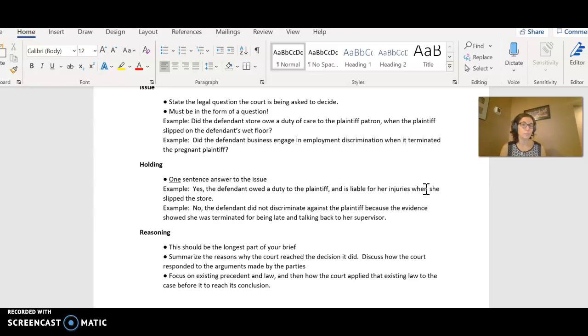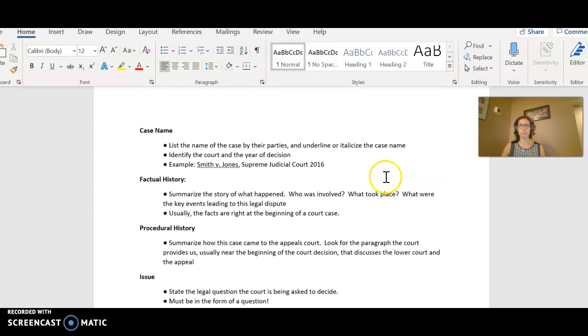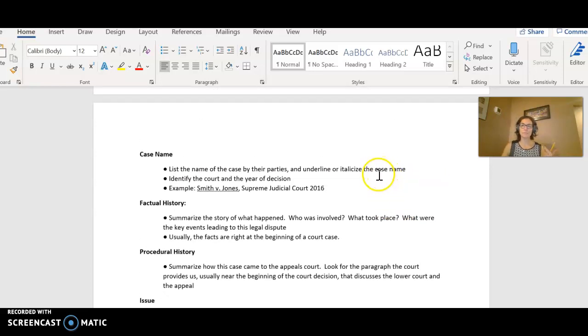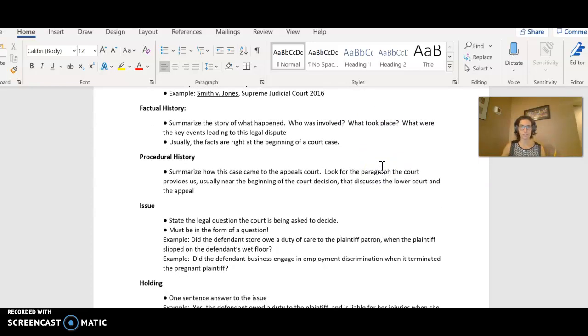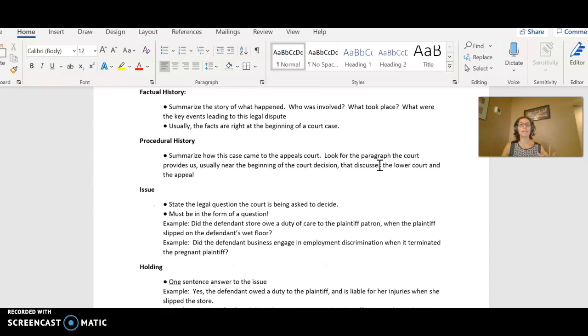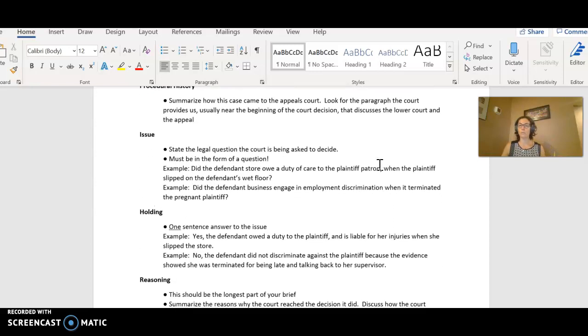Again, to find the holding in the case, you're looking for a conclusion. What did the court conclude? What did the court decide in that case? The holding should also be only one sentence. No need for the holding to be more because you have your whole reasoning section coming up too. So far we've gone through, I'll just scroll back up, the case name, the factual history, the procedural history. So there's two different histories to the case, and then the issue of the case and the holding.